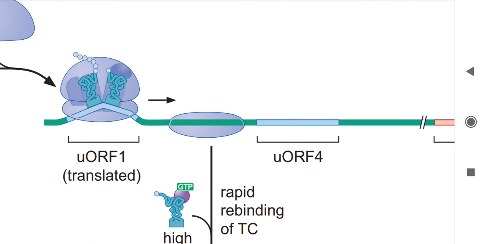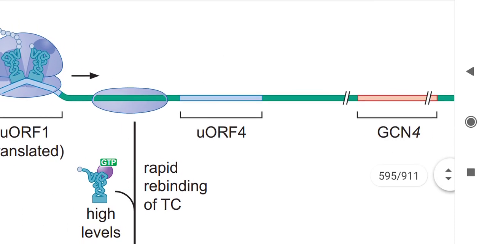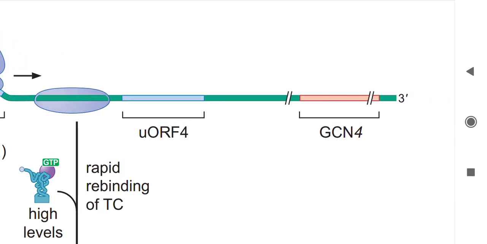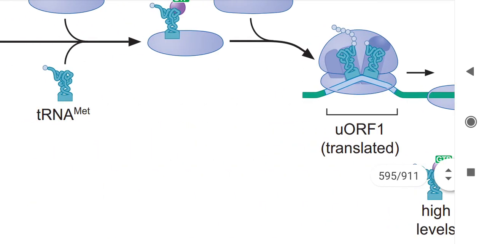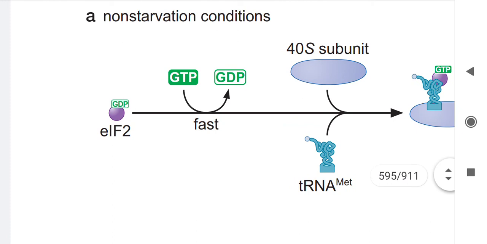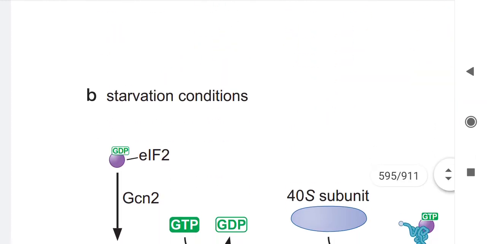It will start translation of UORF1, UORF2, UORF3, and UORF4. But the main problem occurs after UORF4. The ribosome then gets dissociated from the mRNA. It fails to translate the main open reading frame of GCN4. Thus no GCN4 protein will be made when amino acid is plenty.